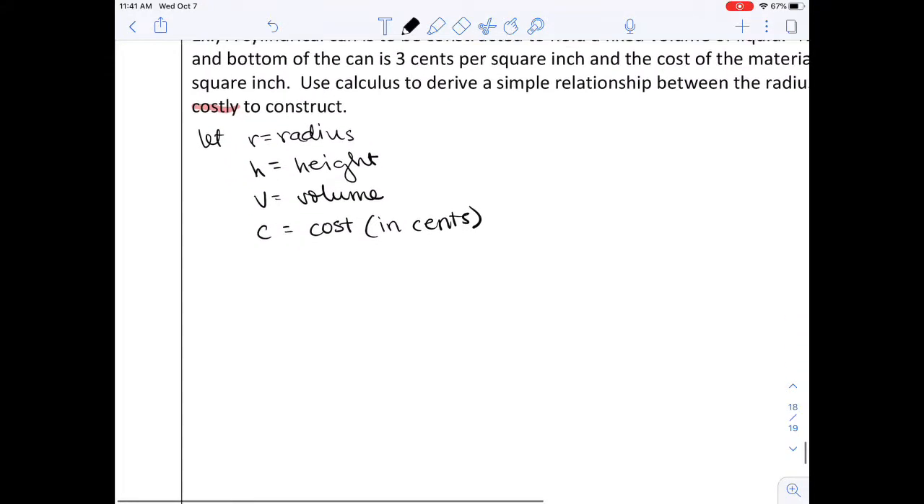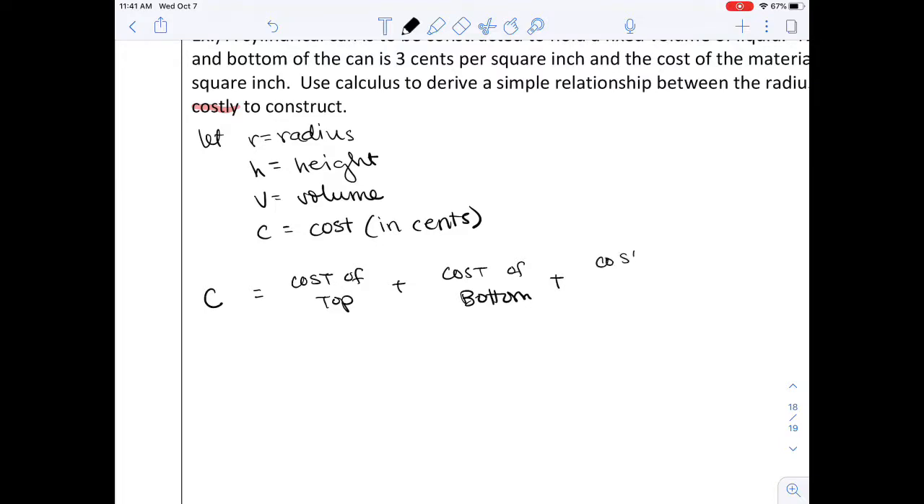So the cost, our cost function, is going to equal the cost of the top plus the cost of the bottom. And again, those two parts are circles, plus the sides. So the cost of the sides. So from here, we have the cost of the top. It says that the cost is going to be 3 cents per square inch, and that is also going to be the cost of the bottom. So that's for the top and the bottom.